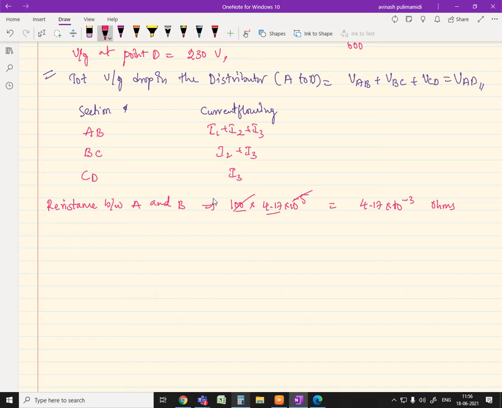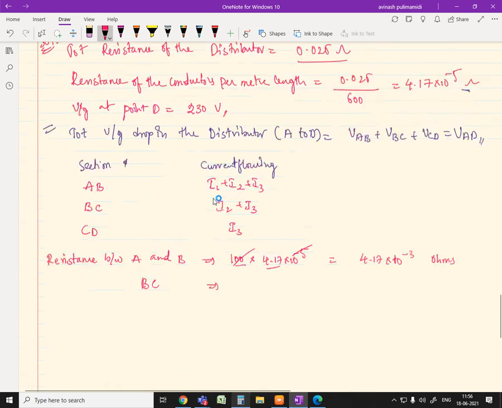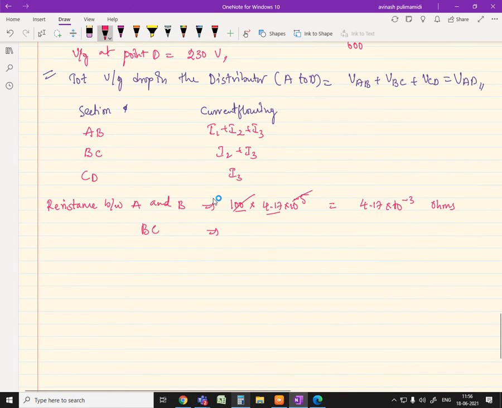Similarly, after AB, then BC. BC resistance, how much? 200 meters, as given in the question. 200 into 4.17 into 10 power minus 5. So the value will be how much? 4.17 into 2.